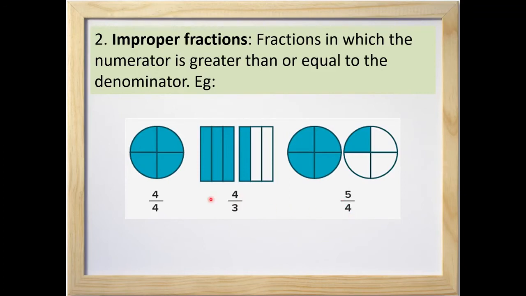You can see here the numerators are greater than the denominators. Understood children? So 4 by 4, here the numerator is equal to the denominator, so it is an improper fraction. Here it is 4 by 3, so again the numerator is greater than the denominator, so it is an improper fraction. Here 5 by 4, here 5 is greater than 4, so this is also an improper fraction.